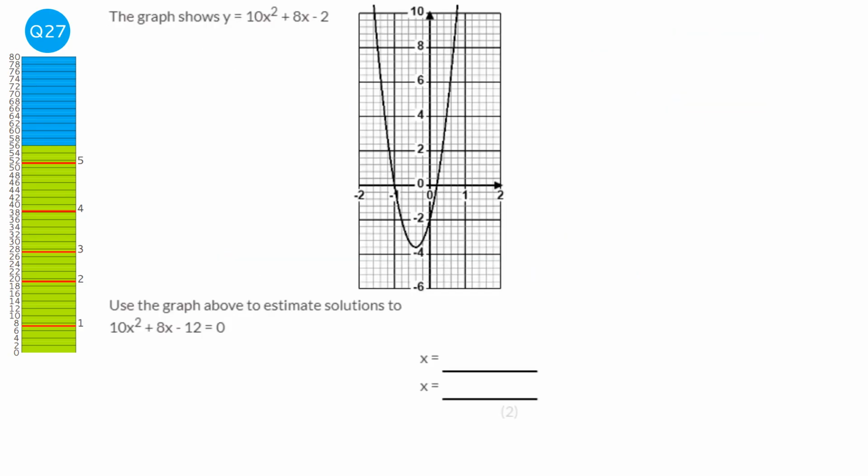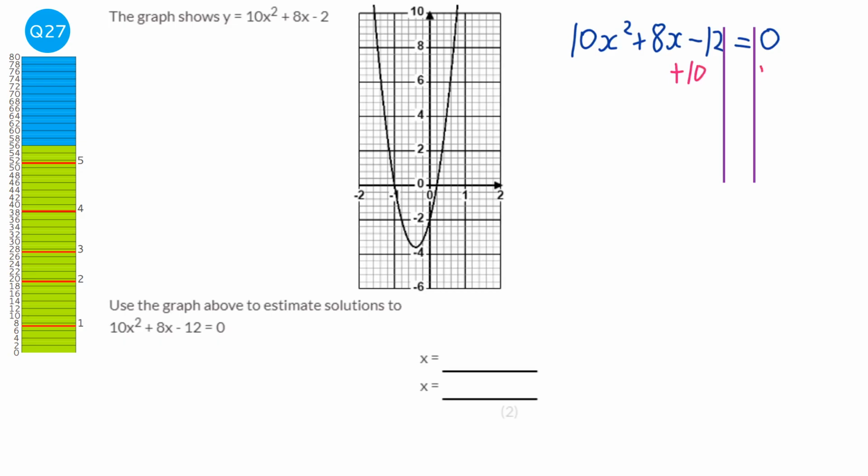What I'm going to start off by doing is rearranging this equation so that it kind of matches this one. So I'm just going to write it down. And we want the n to be -2. So I'm going to put my rearranging lines in, and we're just going to add 10 to both sides.